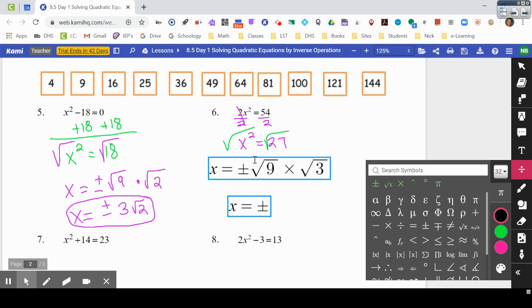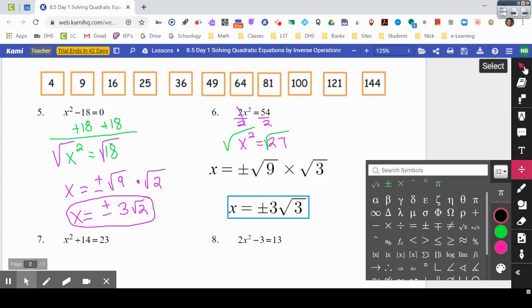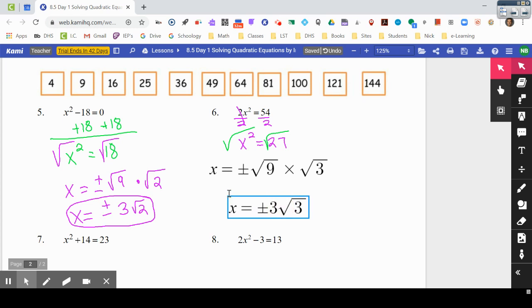So x is equal to plus or minus, well, the square root of 9 simplifies to 3, right? You can just type in 3 on your keyboard. And now you go rad 3. Again, if you hover over it, you can move it. Here's your final solution.